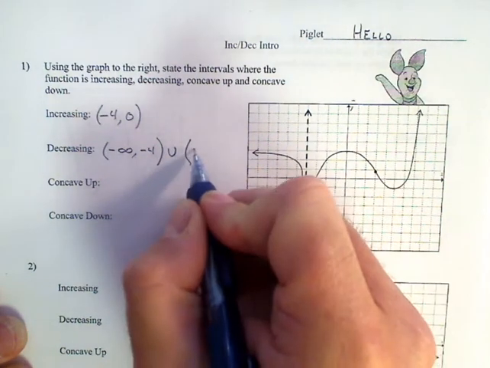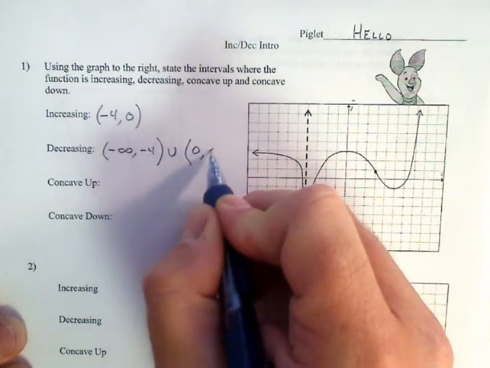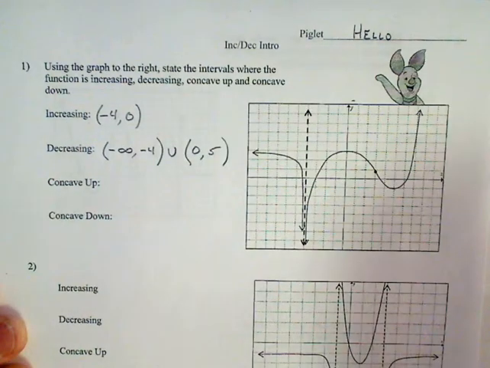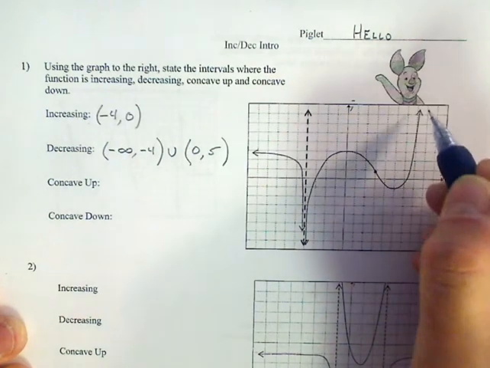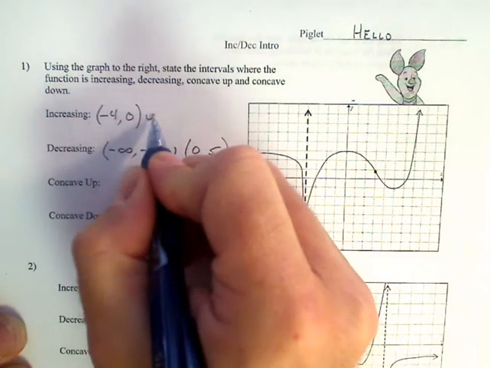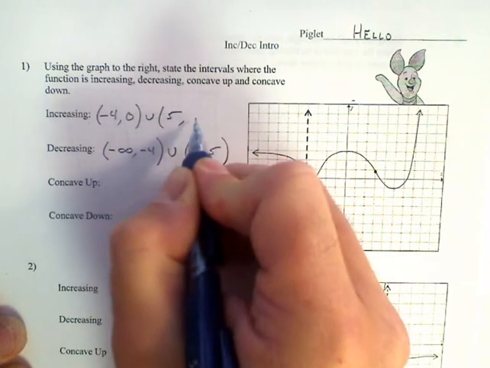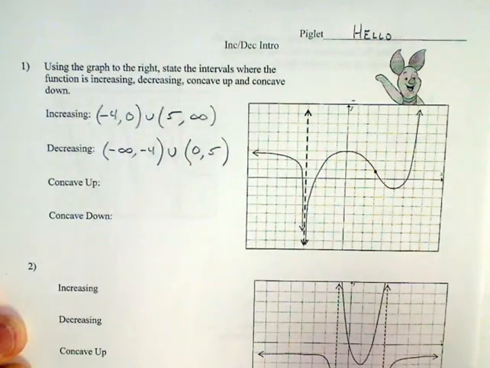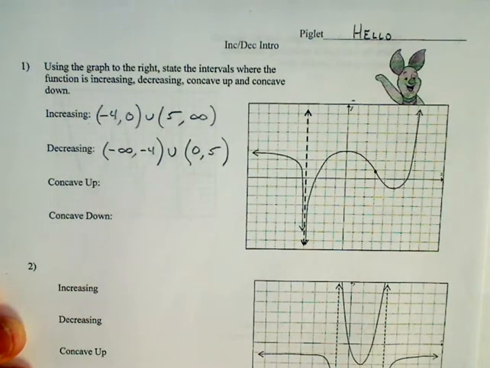So we said it's decreasing from 0 to, you said 5? And then from 5, it increases the rest of the way. So 5 to positive infinity. So every single x value is accounted for there.